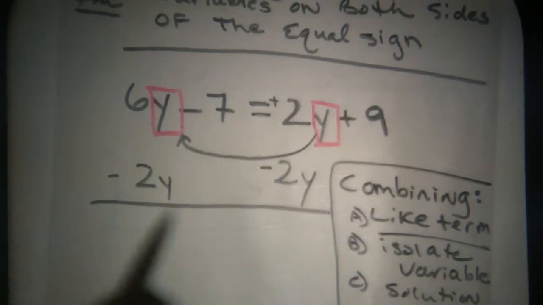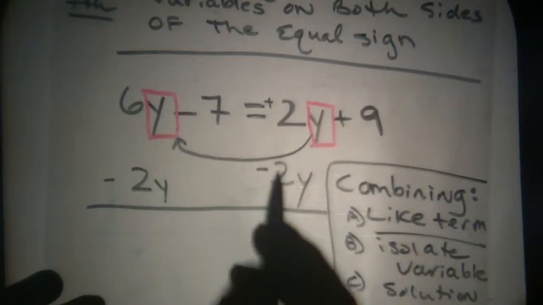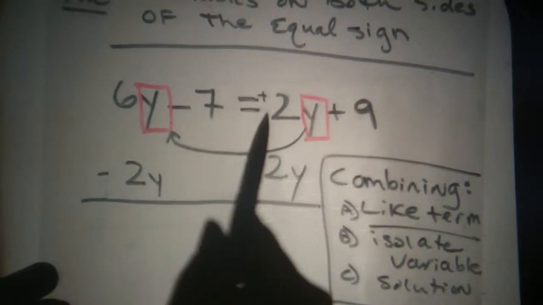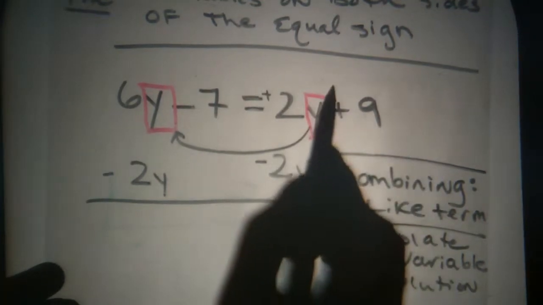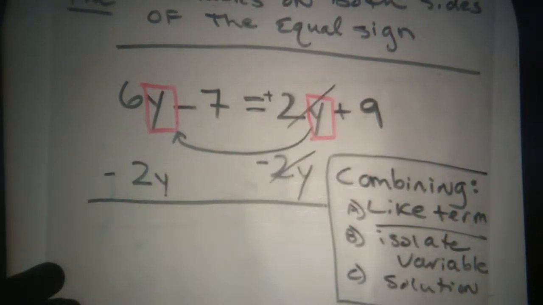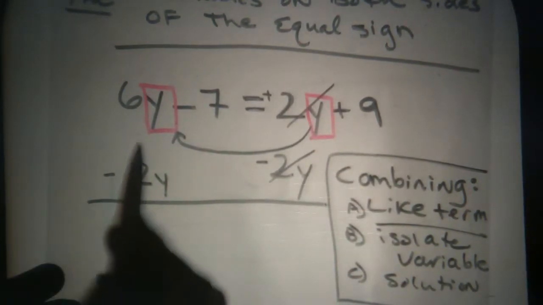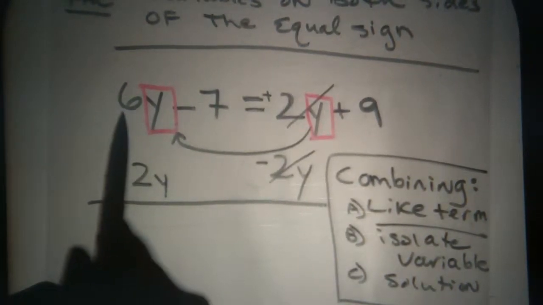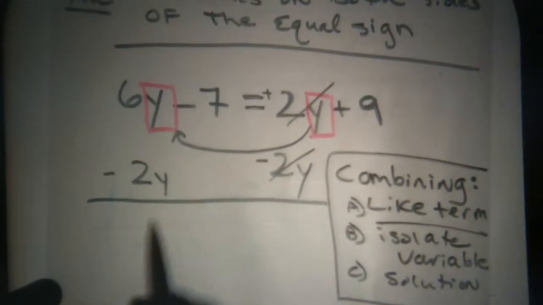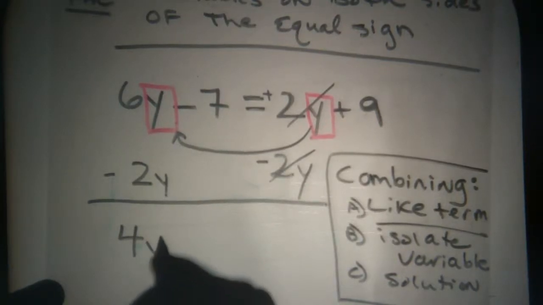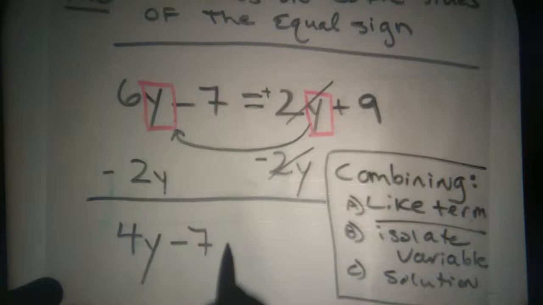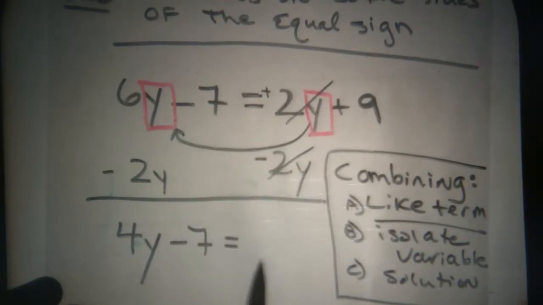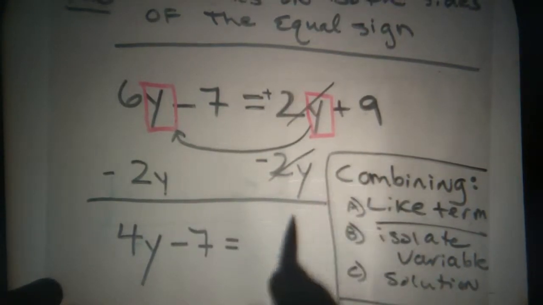There we go. Alright, so I have a positive 2y minus 2y. That just cancels it out. It zeroes it out. Now on this side, I have 6y minus 2y. That gives me a positive 4y. I still have the minus 7. My equal sign is still there. And I still have this 9.